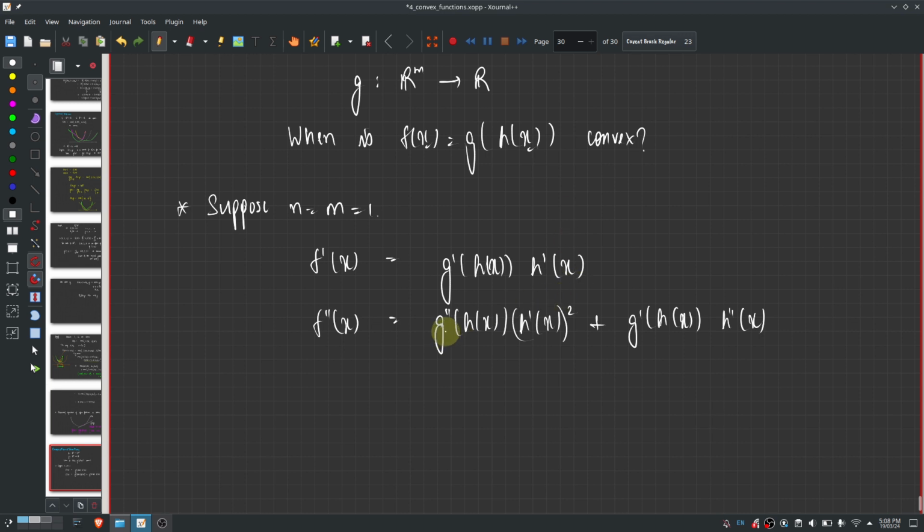If g is convex, then we know that g double dash is always greater than or equal to 0. But what can we say about this particular quantity? So if g and h are both convex, then g double dash is greater than or equal to 0, h double dash is greater than or equal to 0. But g dash of h of x could potentially be negative, right? So what is a sufficient condition? Correct. So if g is monotonically increasing and convex, and h is also convex, then f is convex.